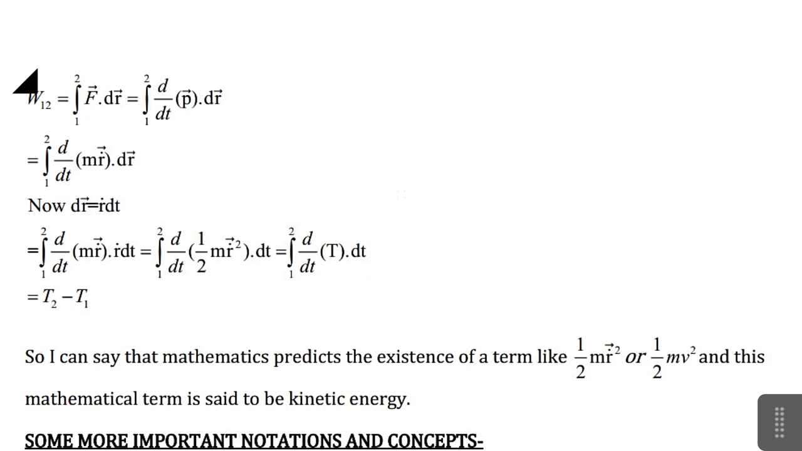So what do you mean by W12? W12 is the work done in taking an object from 1 to 2. Okay, so what is the total work done? It will be the integration of F dot dr. So when you do integration from 1 to 2, you are actually dragging the object from 1 to 2. Now why do you do the integration? Yes, sometimes the force is changing with r. You need to do the integration.